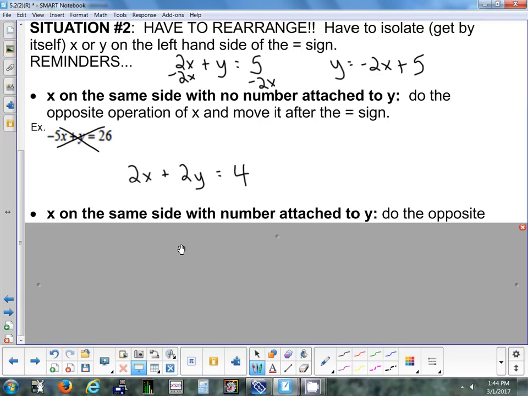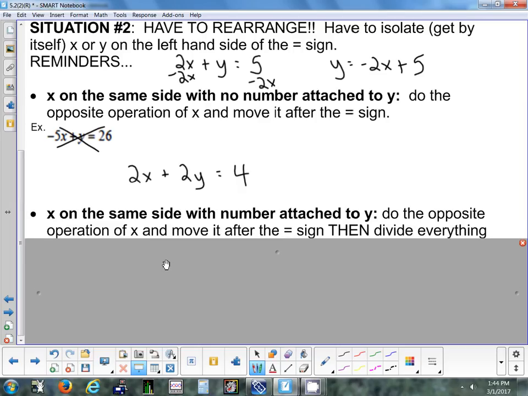Our first step will be exactly the same as we did up here. We want to isolate that y first. So I have minus 2x, minus 2x. And I'll get 2y equals negative 2x plus 4. Remember, in order to move it, I'm giving it its opposite sign. To move it to the other side, I give it the opposite sign. That's what allows it to be moved. All right? So that's what it says right here. Do the opposite operation of x. It was a positive 2x, so I subtracted and I moved it after the equal sign.